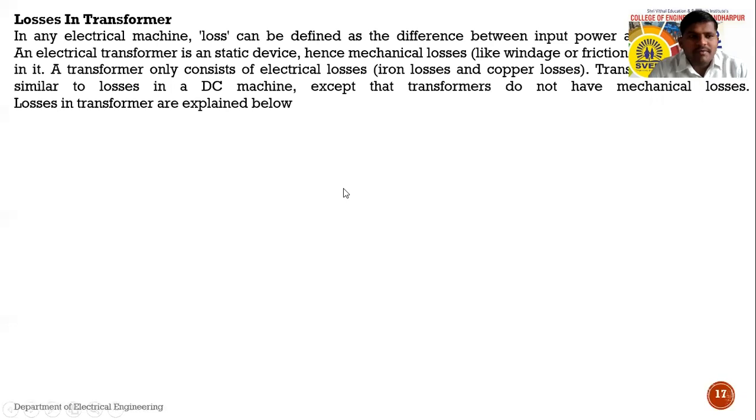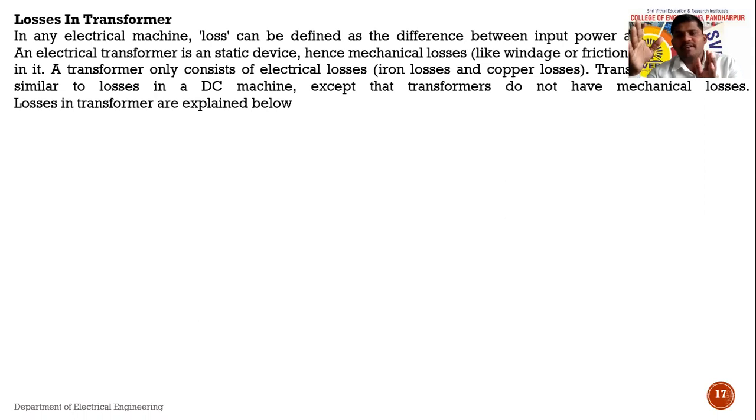Today we will discuss the losses and efficiency of the transformer. Losses and efficiency of the transformer. In an electrical machine, do you know that the loss can be defined as the difference between input power and output power? It is nothing but loss.